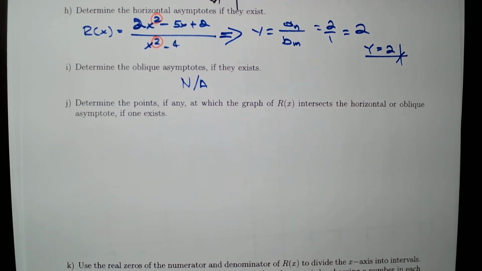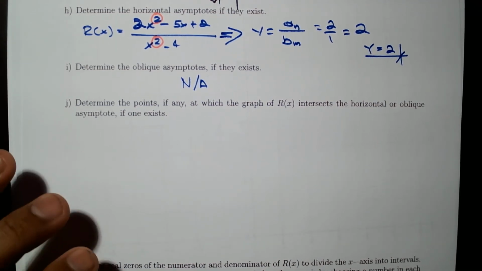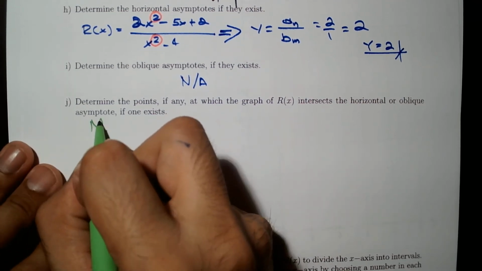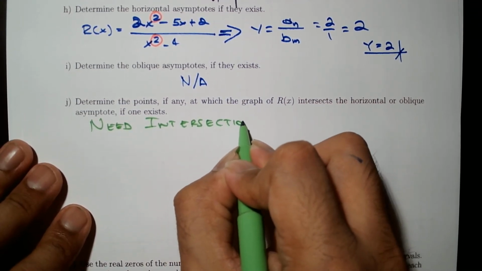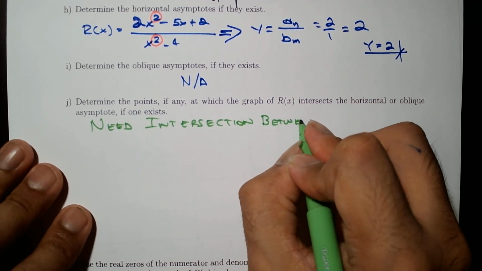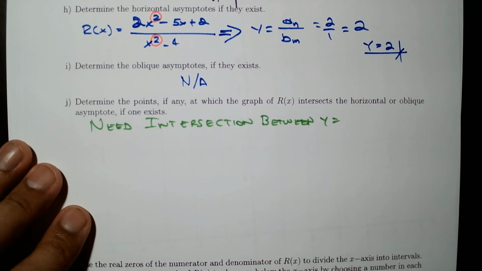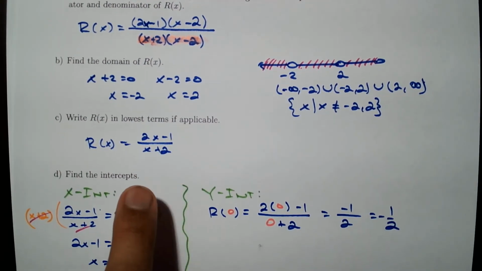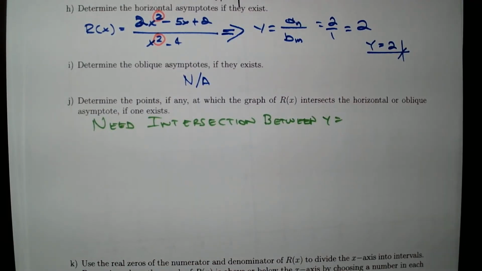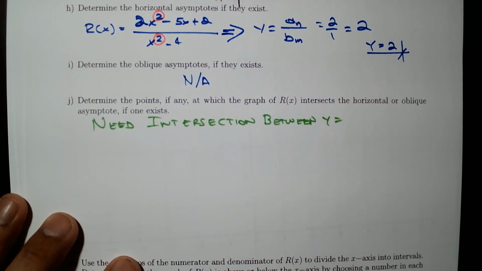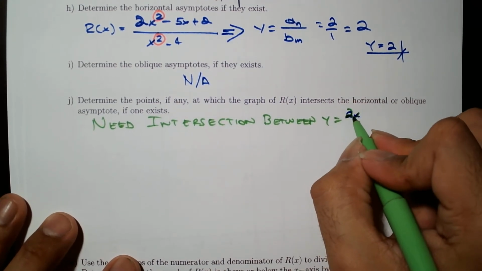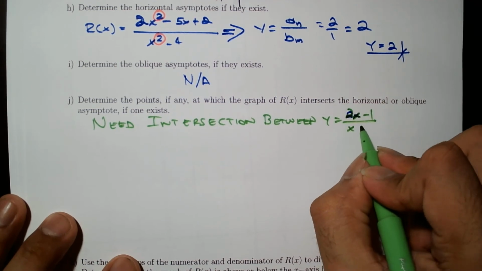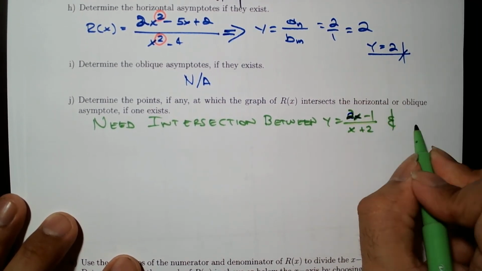Determine the points, if any, at which the graph of R of x intersects the horizontal or oblique asymptote. So in this case, we need the intersection between them. I'm going to use the function in its simplified form, not the one with all factors, in order to save a lot of the work. So I'm going to get 2x minus 1 over x plus 2, and the horizontal asymptote y equals 2.